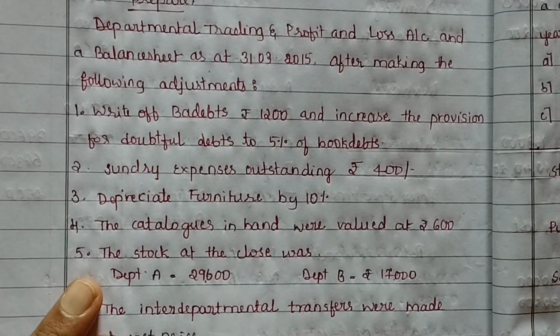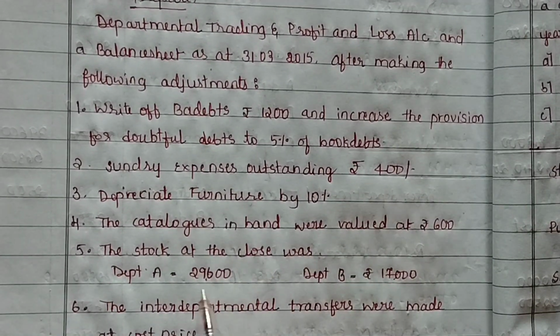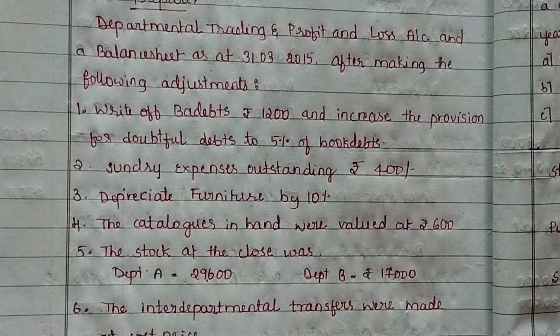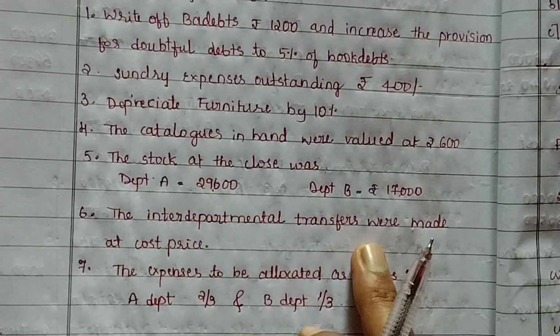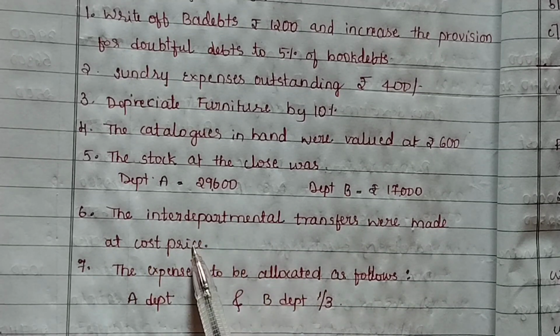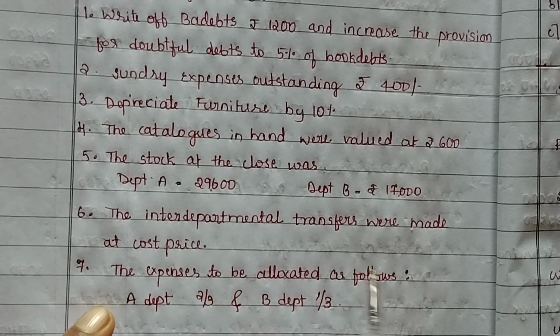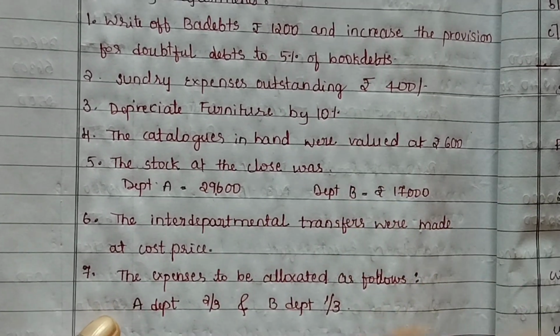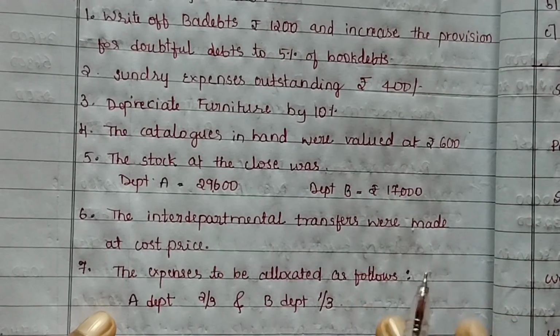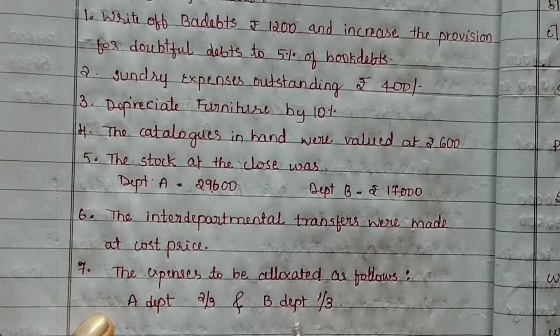Then the fifth one is the stock at the close. Closing stock, Department A and B given. The interdepartmental transfers were made at cost price. Then the expenses are to be allocated as follows. All the expenses, whatever they may be, you have to allocate in the 2:1 ratio, 2/3 and 1/3.